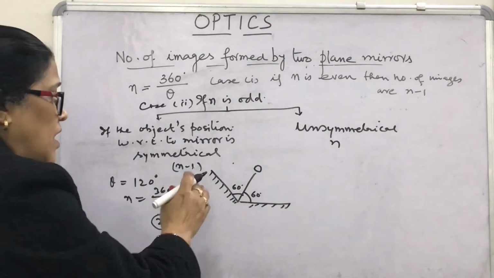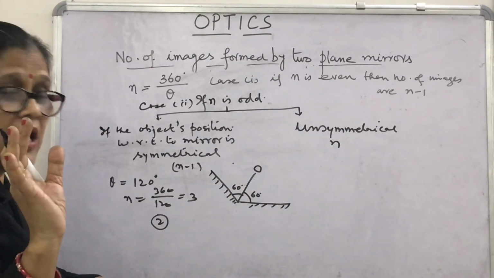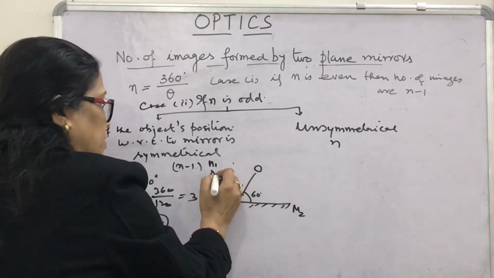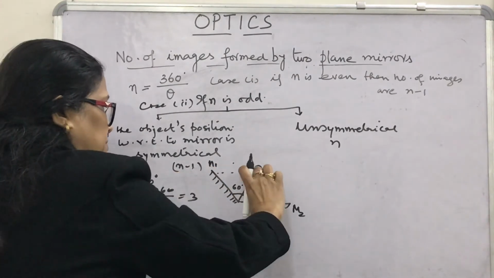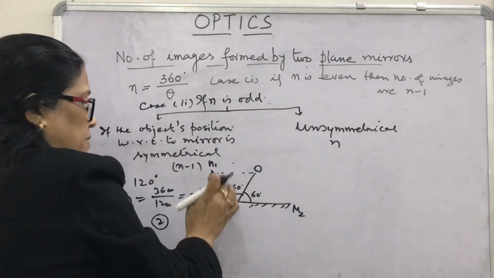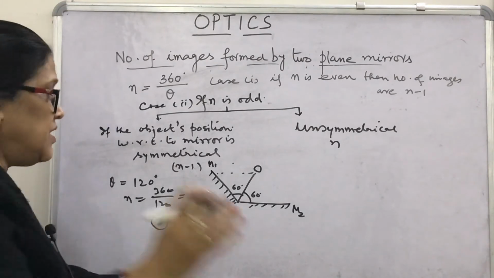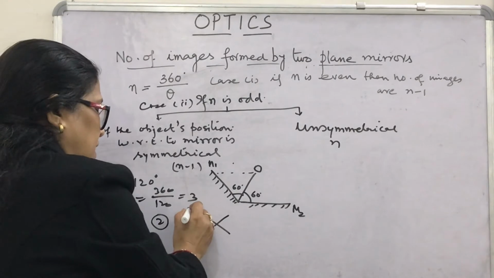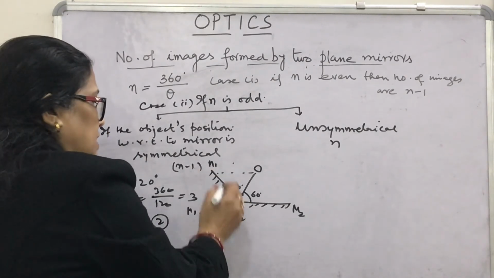Okay. How to find how many images will be formed? I am telling you, suppose this is M1, this is M2. You know, one image will be formed here at the same distance, and the second image is from M2. What about the third? If you don't go for the ray diagram, then how will you find the number of images? You make a cross. Write here M1 and M2.